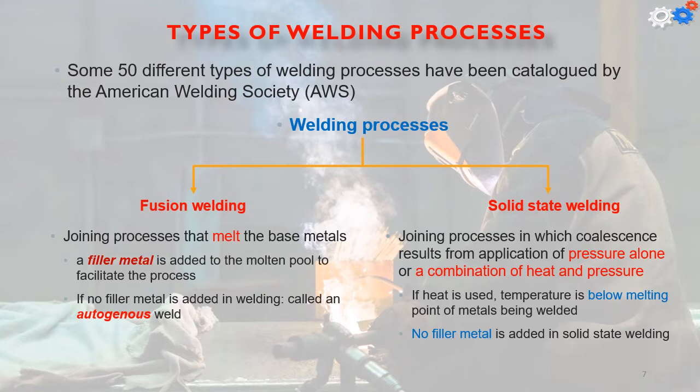In solid-state welding, the joining processes are ones in which the coalescence results from the application of pressure alone or a combination of heat and pressure. If heat is used, the temperature is below the melting temperature of the metals being welded. Usually, no filler metal is added in solid-state welding.